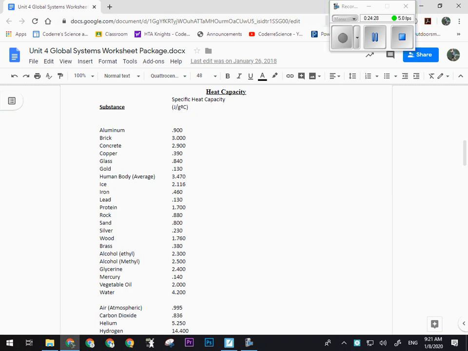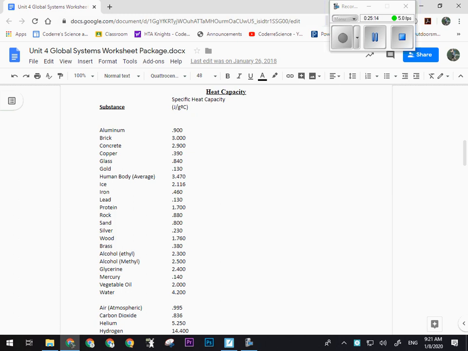So aluminum has a specific heat capacity of 0.9 joules per gram degree Celsius. Okay, that means water can absorb a little more than 4 times as much energy, changing its temperature only 1 degree, than aluminum could. So by that note, if I gave aluminum and water both the same amounts of energy, aluminum would change its temperature 4 times as much as water would. Right? So brick, 3.00, concrete 2.9. You'll see most of the metals have pretty low specific heat capacities. Gold, it's very low actually. Human body, because we're mostly water, is quite high.